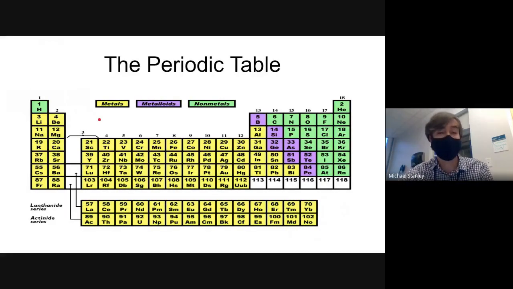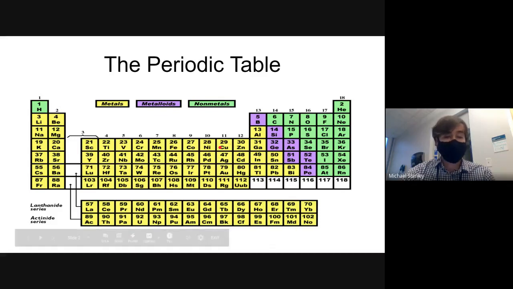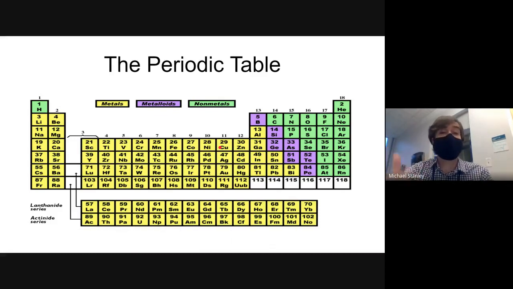So this is the periodic table. If you've ever been in a middle school or high school science classroom or a chemistry class of any kind, you've probably seen a version of it before. It's this big wide table that has all of these little boxes in it. These little boxes represent every single element, every single different atom that scientists have discovered so far in the universe.